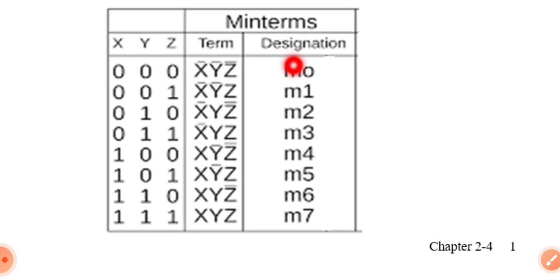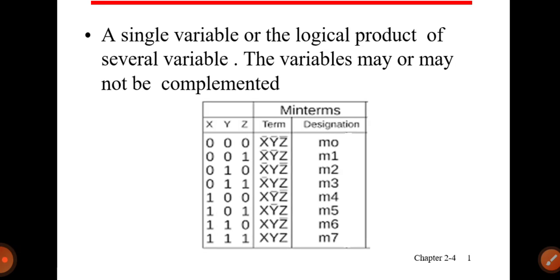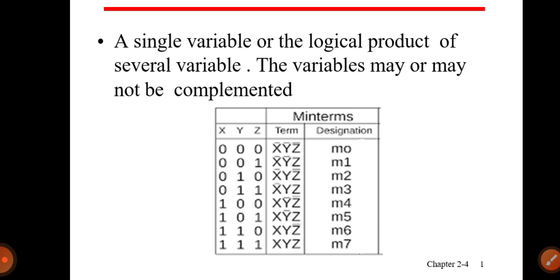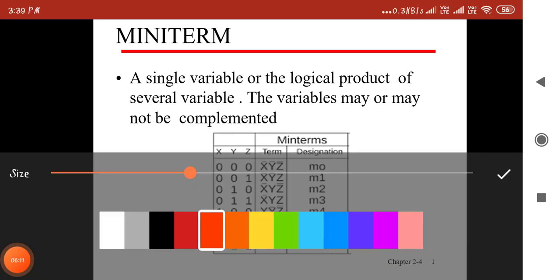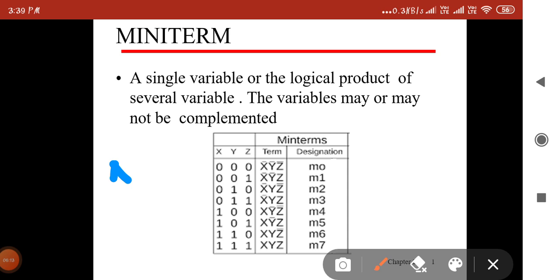The designations are M0, M1, M2, M3, M4, M5, M6, M7. We are giving numbers like that. These terms will be used in the K-map, which we will discuss later. So these are the min terms. x bar y bar z bar is 0. It is the complement. A 1 denotes the normal variable.